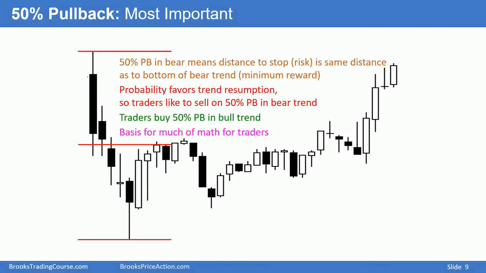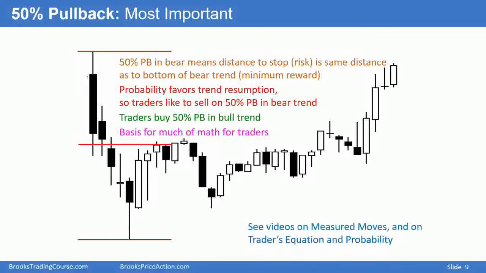A lot of the math that traders use is based upon 50% pullbacks, not Fibonacci 62% pullbacks or 38% pullbacks, but 50% pullbacks have a rational basis. Fibonacci numbers have no rational basis, and most traders ignore them. I talk more about this math in the videos on measured moves and on the trader's equation and probability.